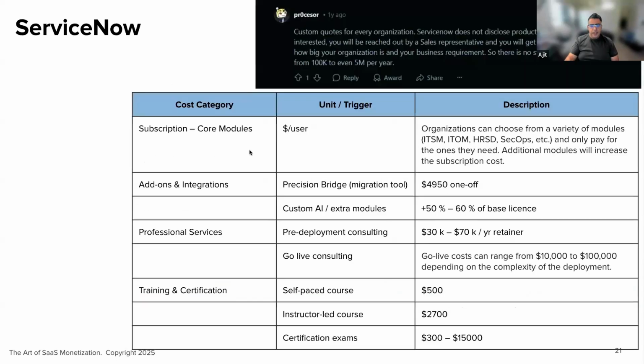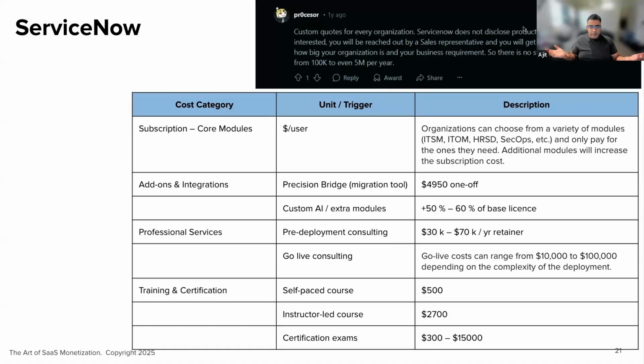Next slide is an example of complex pricing, right? This is ServiceNow. This is from Reddit. Custom quotes for every organization. ServiceNow does not disclose product pricing. If you're interested, your deal could be 10K or even 5 million per year. As a pricing person, I'm saying good job. There are many people in the enterprise pricing world who price like this, and this is right for them. There is a dogma in pricing where it says everything should be transparent.